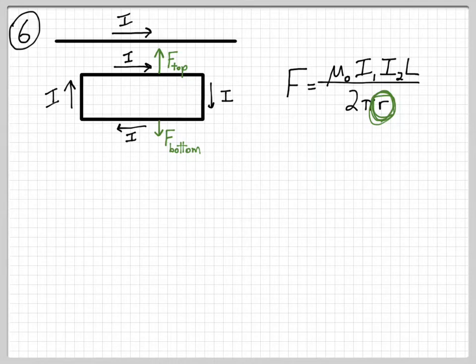So you can use the formula to calculate both of those magnitudes. They have to have opposite signs, obviously, because they point in different directions, but you can get the total force that way. Now you may be wondering why I haven't said anything about the forces on the sides of the loop. The reason is that those two forces are going to cancel each other out.